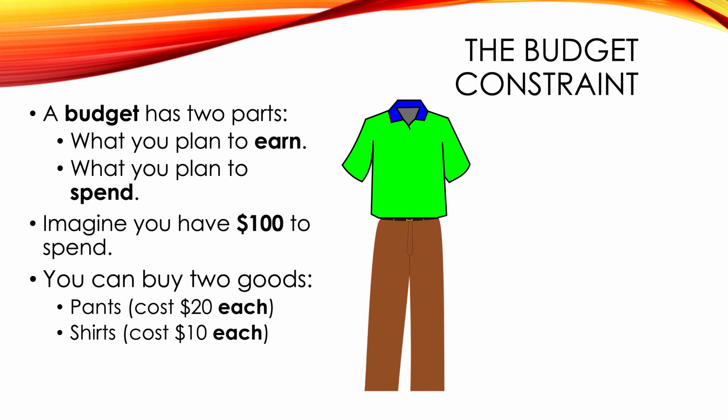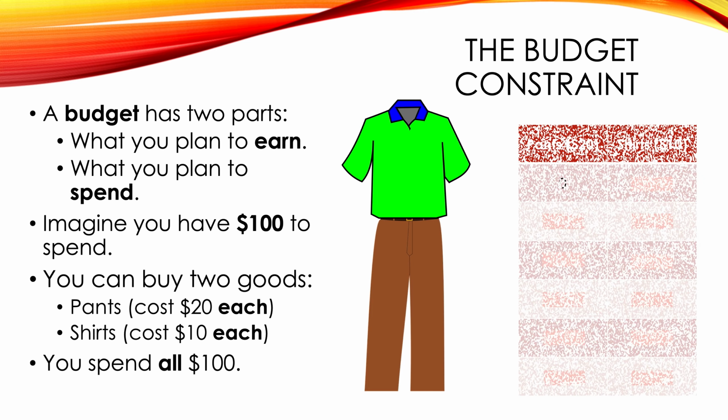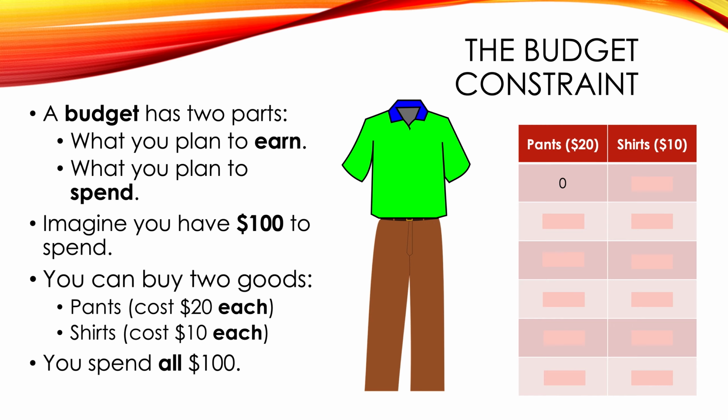So those are your only two options. In other words, you're not saving any money. You are spending all $100 if you do that. So you have $100 to spend. These are the two things you can buy, and we've got the prices of each good there. So we can set up a table, right? With pants in one column, shirts in the other column. Doesn't really matter which goes in which column, but let's start with that one number that you can see.